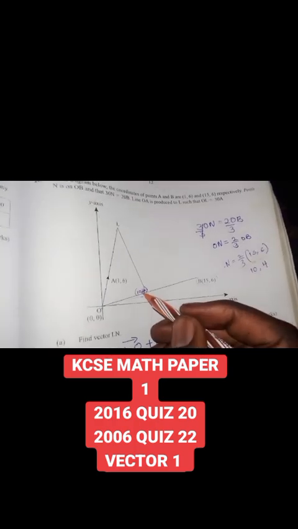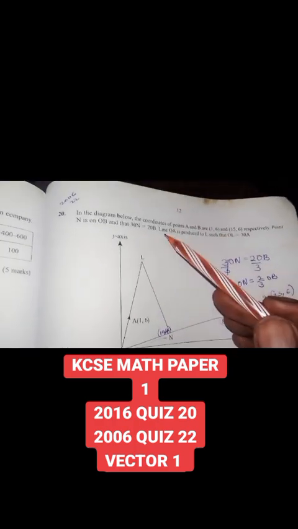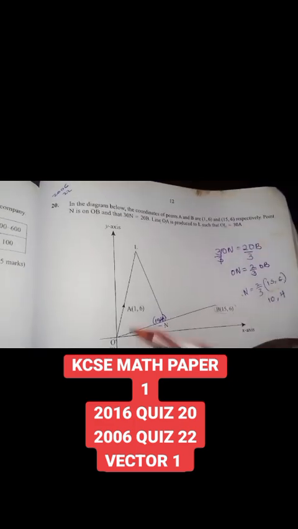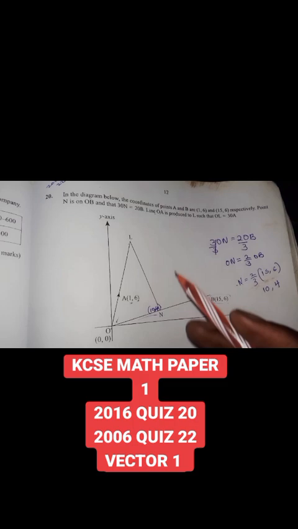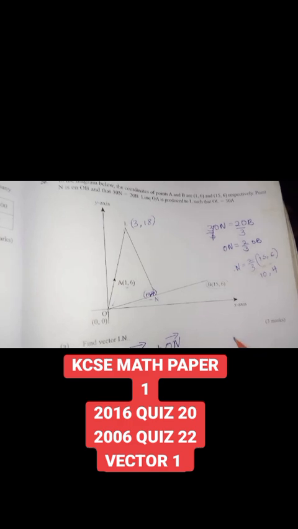So let us look at the instruction given to find L. It says that line ON is produced at L such that OL is 3 times OA. So I just have to multiply the point A by 3. So L will be 3 times 6, that's 18. That's the point of L.